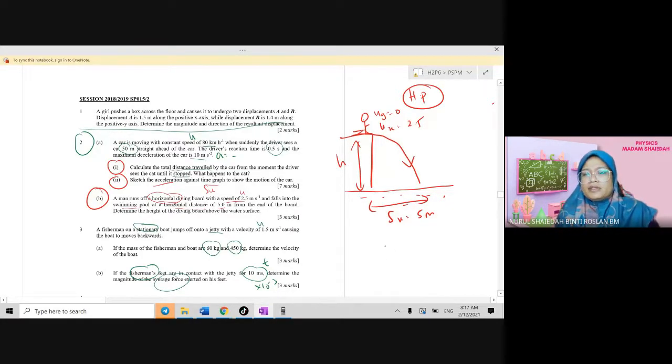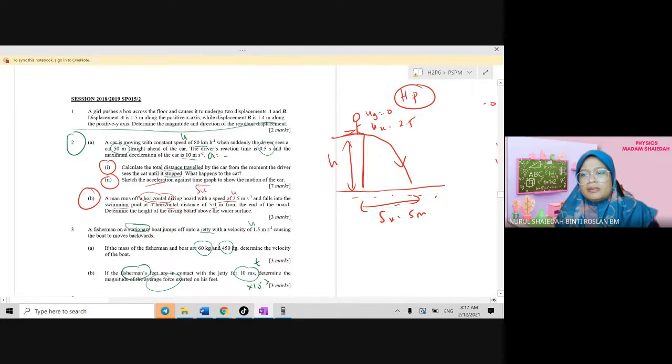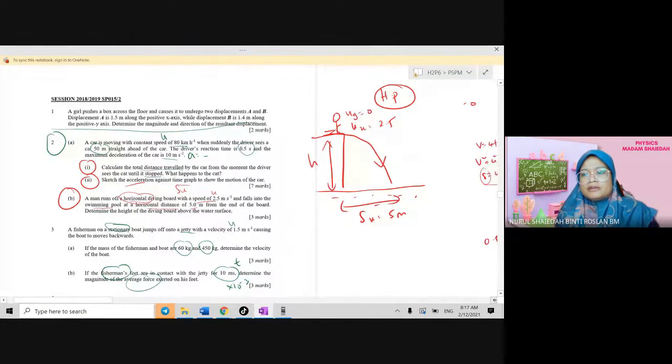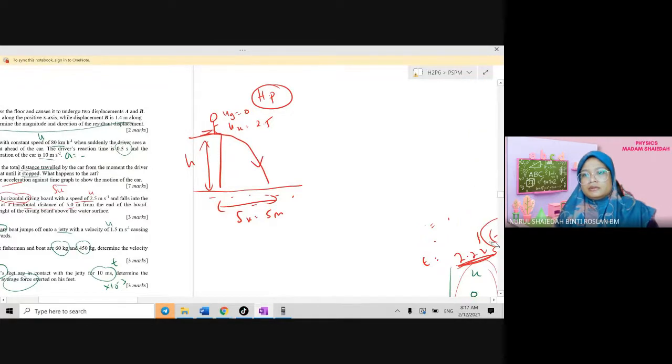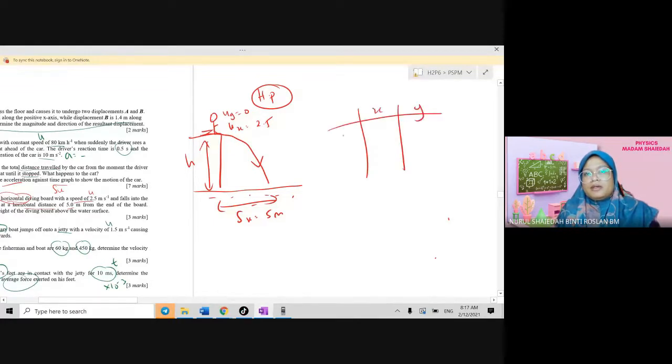Okay, so kita akan gunakan table. Ni kita boleh buat table. So saya buat table. Table. So saya pecahkan table XY. Okay.